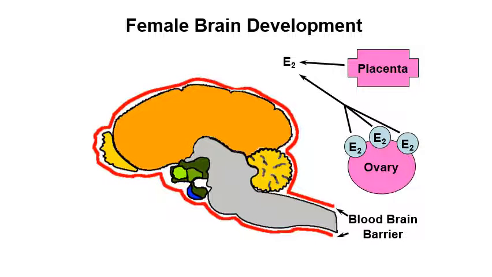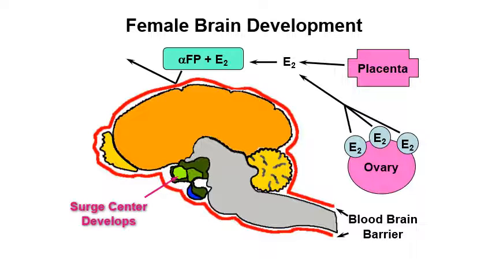For the female brain, the estrogen or the estradiol is produced from the fetal ovary and the placenta. In the female, the E2 is unable to cross the blood-brain barrier and gain access to the hypothalamus. This is because the E2 binds with alpha-fetoprotein and it prevents it from crossing the blood-brain barrier. Hence, the E2 cannot affect the hypothalamus. So thus the hypothalamus is feminized and the surge center develops in the female. So hence we can say that the hypothalamus is inherently female.